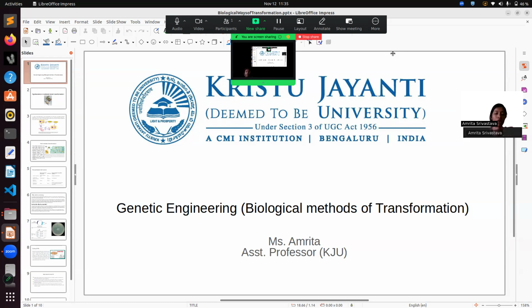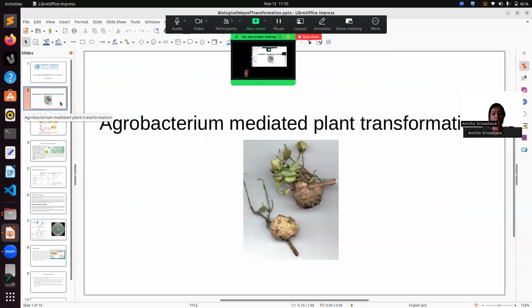the natural way of biological transformation, which is seen in crown gall disease in certain plants. And the plant that I have shown you here is infected by a bacterium referred to as Agrobacterium tumefaciens. And this bacterium has a Ti plasmid with a T-DNA region as well as the virulence genes that help the entire plasmid along with the T-DNA region to enter into the plant and infect the plant. And the result is this tumor-like region that is developed in the plant.